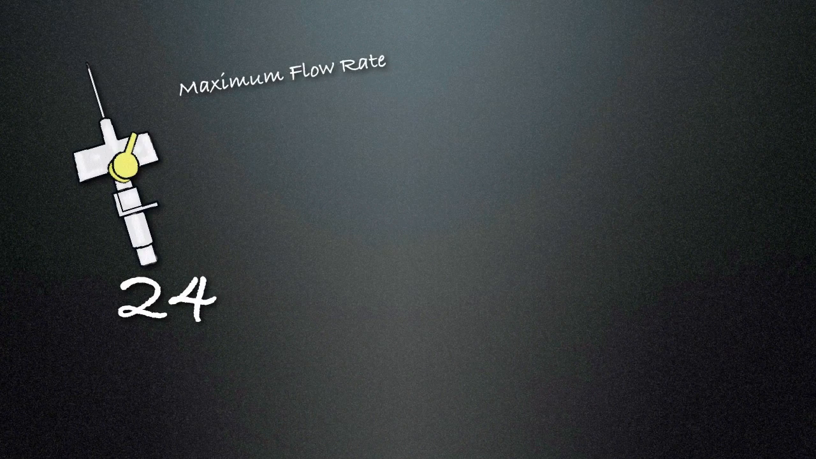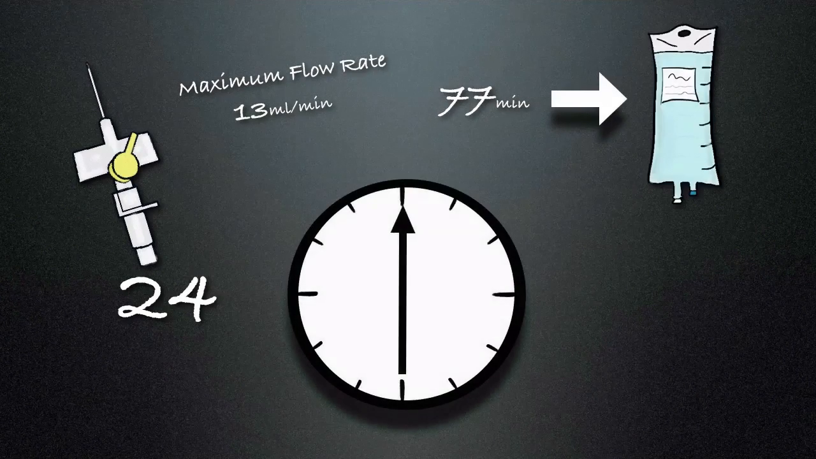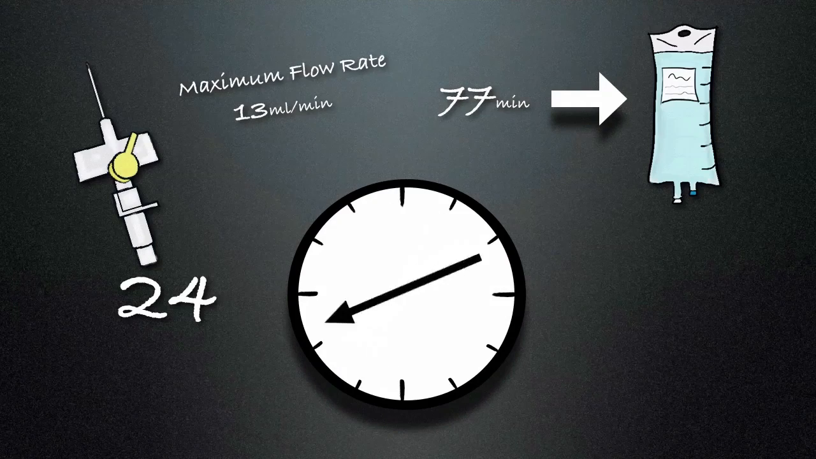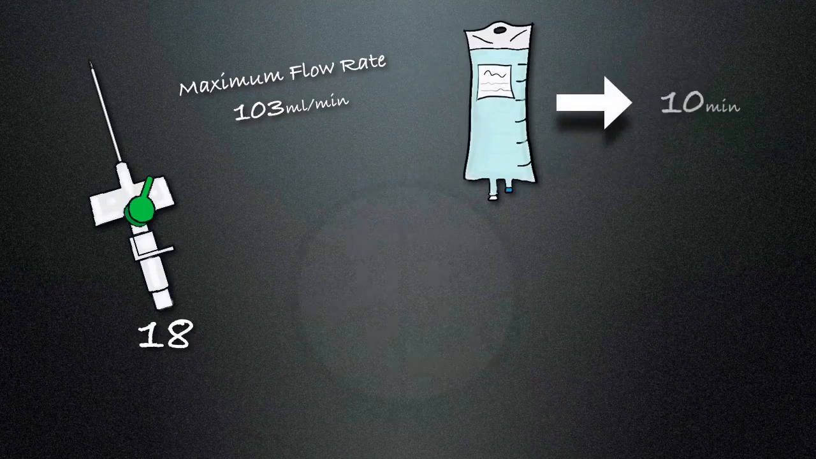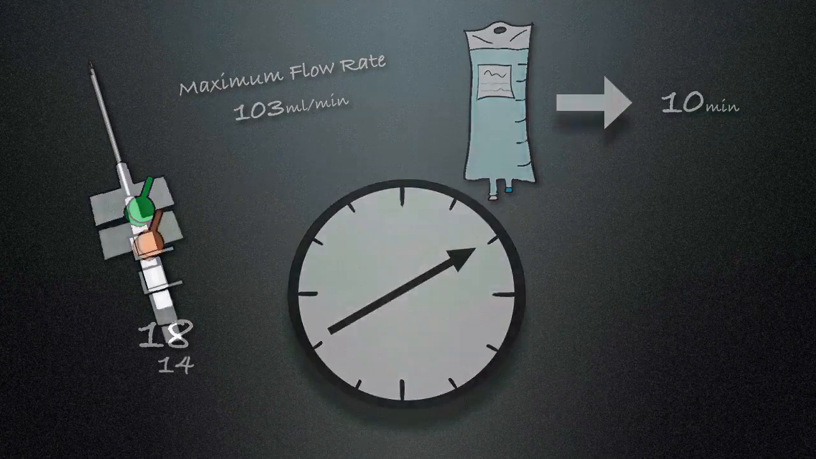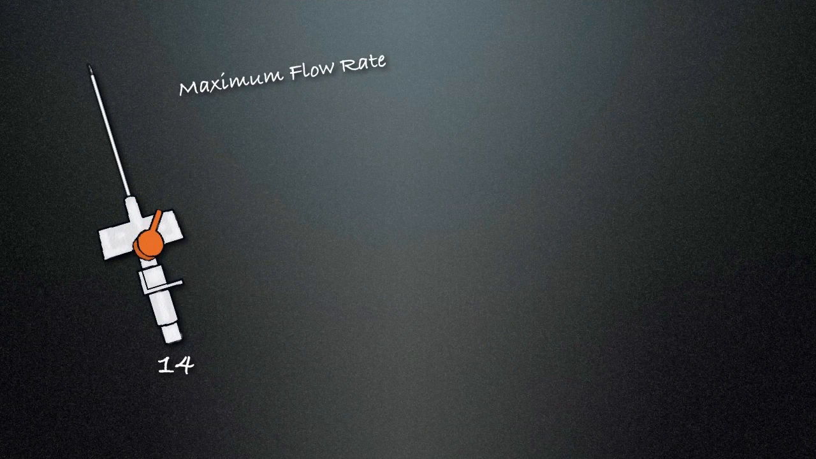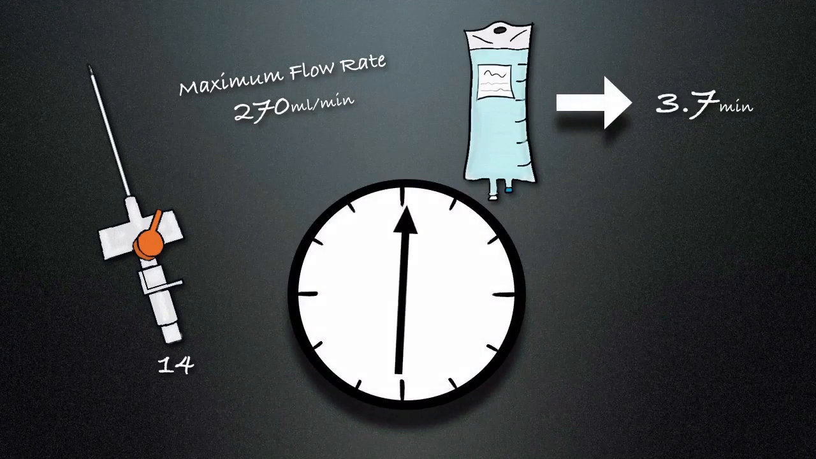To look at the differences between them another way, the maximum rate fluid can flow through a 24-gauge IV cannula is 13 milliliters per minute, meaning it would take you 77 minutes to give 1 liter of solution, even if you were using macro-drip tubing and had the clamp open all the way. The maximum flow through an 18-gauge cannula is 103 milliliters per minute, meaning you could give a whole bag of solution in about 10 minutes. The maximum flow rate through a 14-gauge cannula is 270 milliliters per minute, meaning you could give a whole liter in 3.7 minutes.